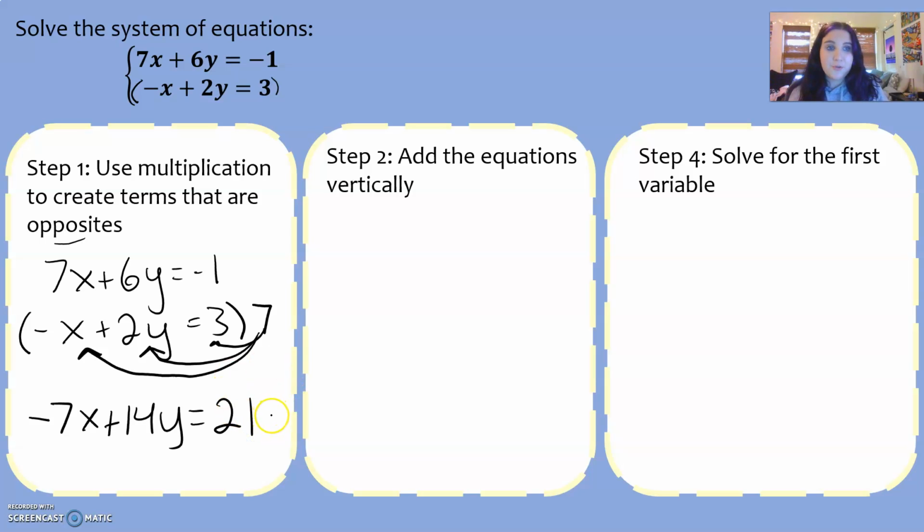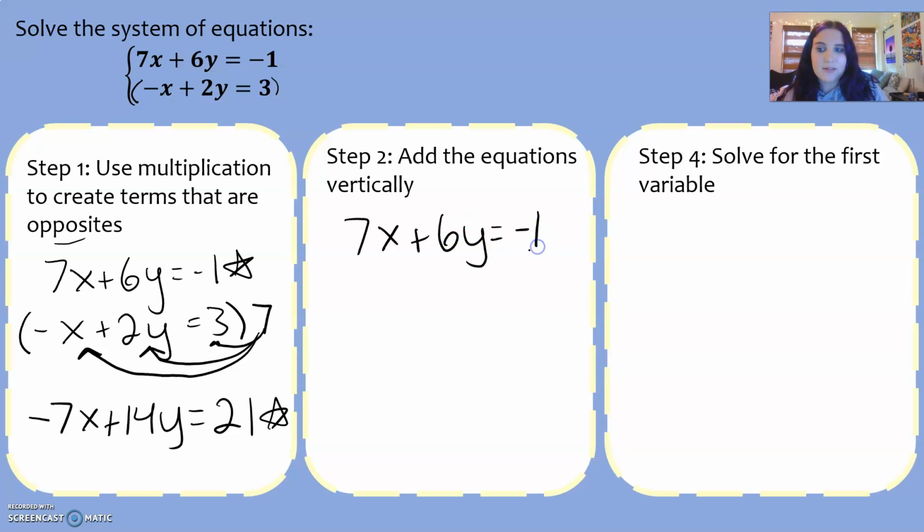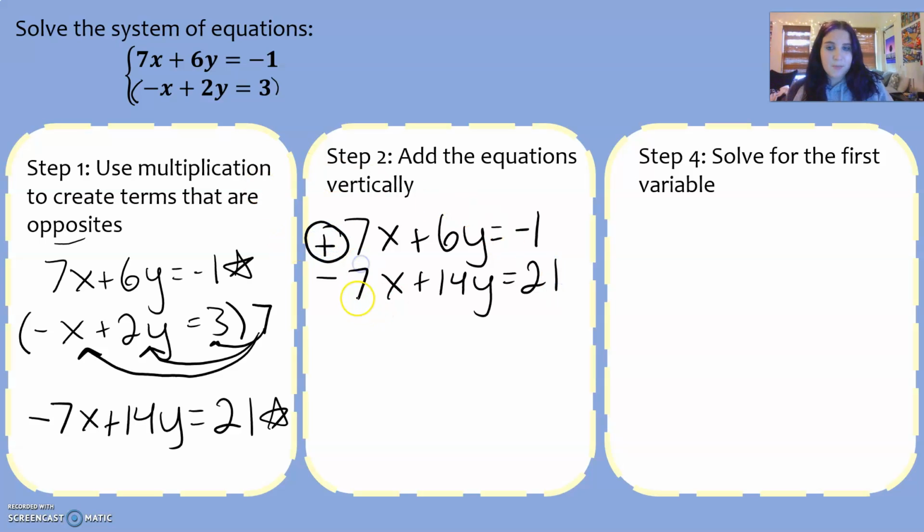So now I have a new equation. I have my old first equation and my new second equation, and those are the ones I'm going to use to add vertically. 7x plus 6y equals -1, and -7x plus 14y equals 21. And I'm going to add these two equations together. So I'm going to put a plus sign so I know I'm adding. And you can add it just like you do with numbers.